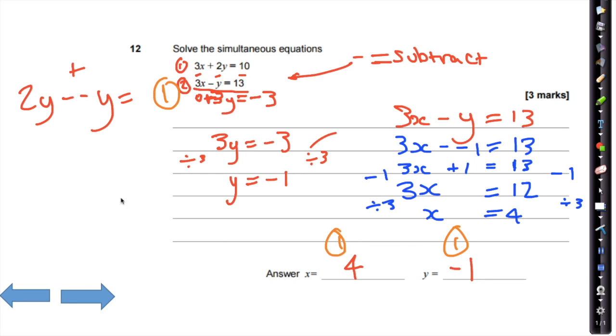So actually, if we were to resketch this, we know that they would cross at x is 4, y is minus 1. So our crossing point would be over here. And again, let's try that again. So it would be on our coordinate axis, x is 4, y is minus 1, so it looks something like that. That would be the crossover point.